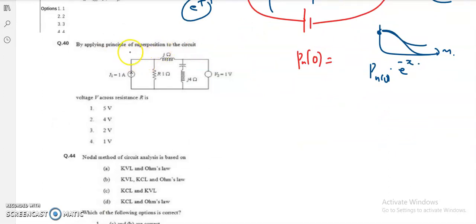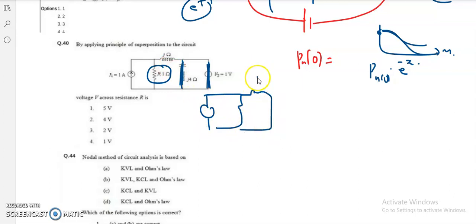And coming to the next problem, by applying the principle of superposition to the circuit, we have to find out the voltage across this resistance R. So principle of superposition means here the two sources are there. First, if I want to consider only the ampere current source, then I have to short circuit this one. So if I short circuit this one, then automatically this one also short circuits. Now the equivalent circuit just looks like this: one resistor in parallel with an inductor. So it is j ohms and 1 ohm, and here it is 1 ampere of current, and it is asking to find the current flowing through the resistance R.